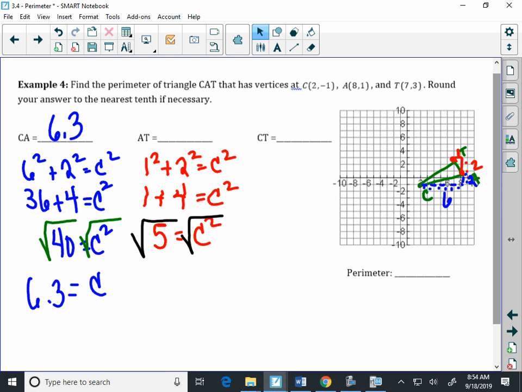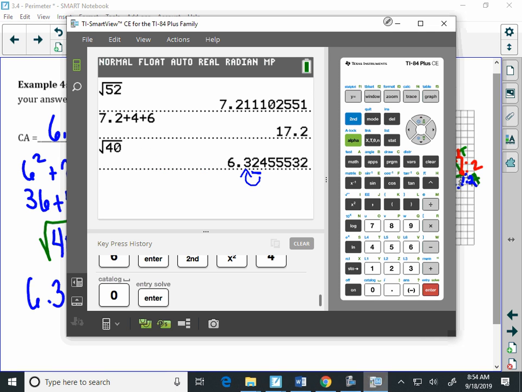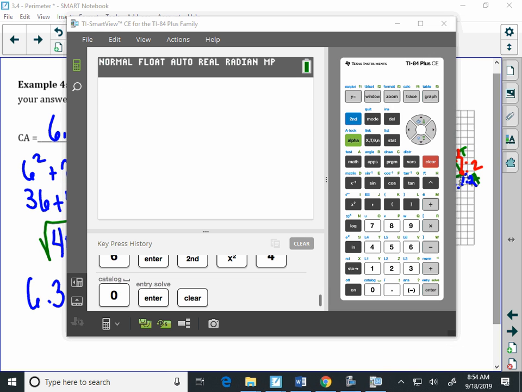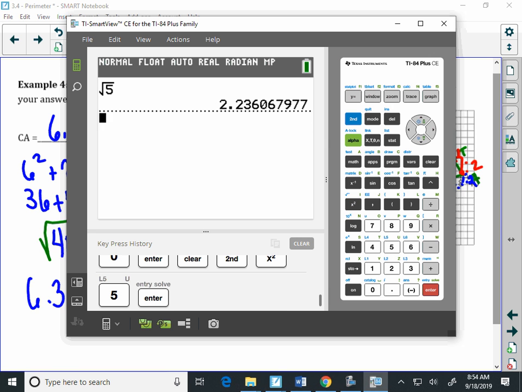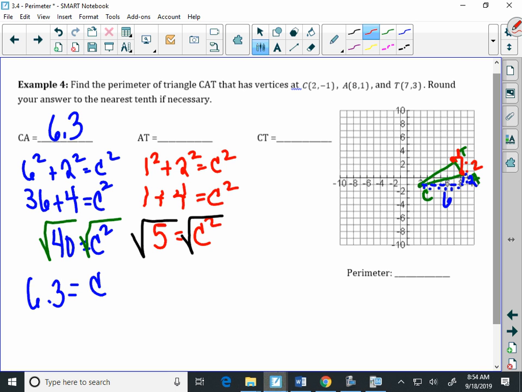So we'll type that in to either Desmos or our graphing calculator. Clear. Square root of 5. Second, and the x squared button gets us up to the square root. And the square root of 5 is 2.23. We're looking at the 3 to determine what to do to the 2. And because 3 is 4 or less, we're going to leave that 2 alone. So this is going to be 2.2.